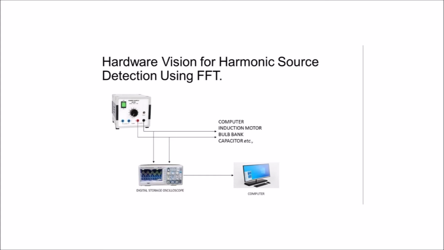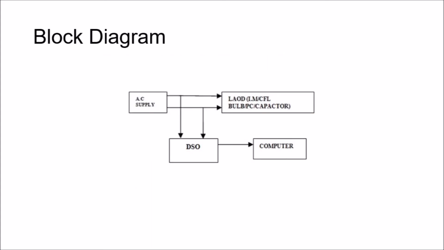And this is the block diagram for it. The figure shows a flow chart of hardware development before transfer to the hardware. In order to capture harmonic signals, a DSO, digital storage oscilloscope, and loads such as induction motor, bulb bank, computer, capacitor, etc. will be required. Voltage signals or current signals can be captured on the digital storage oscilloscope, and from this signal, the data for harmonic analysis can be captured.